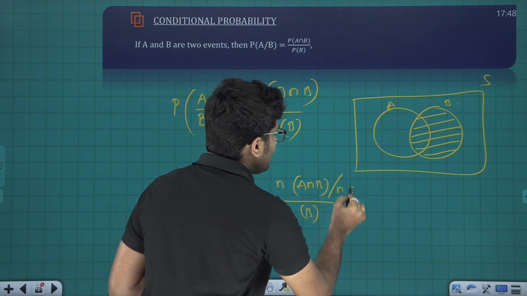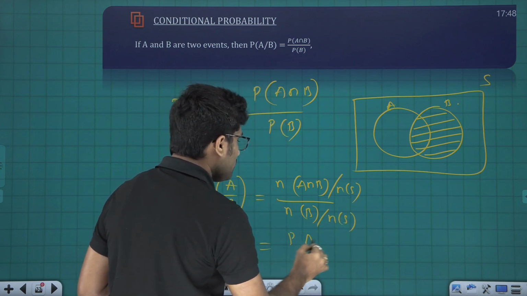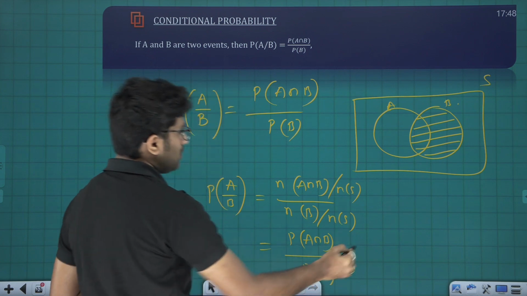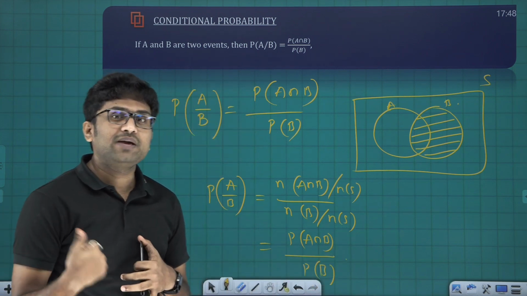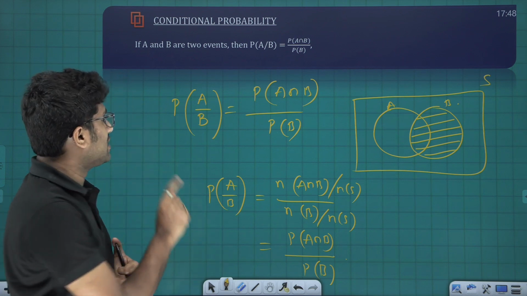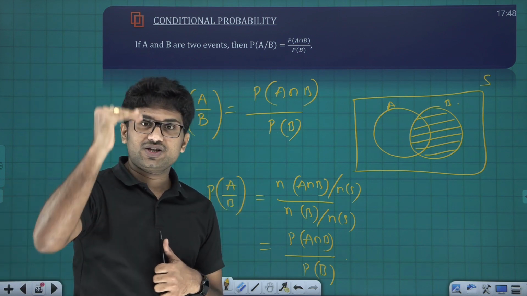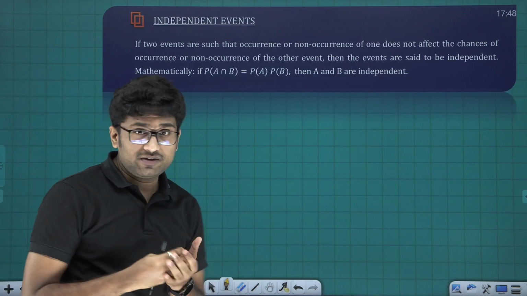N of A intersection B divided by N of B. If I divide both numerator and denominator by N of S, then I get P of A intersection B divided by P of B. So the probability of occurrence of an event A, when you know that B has already occurred, we call it conditional probability, and P of A given B is equal to P of A intersection B divided by P of B.